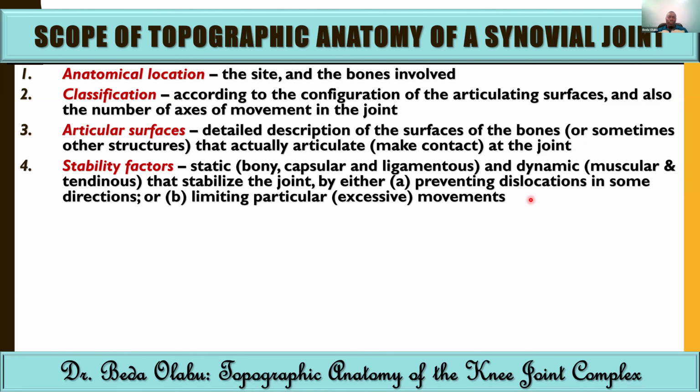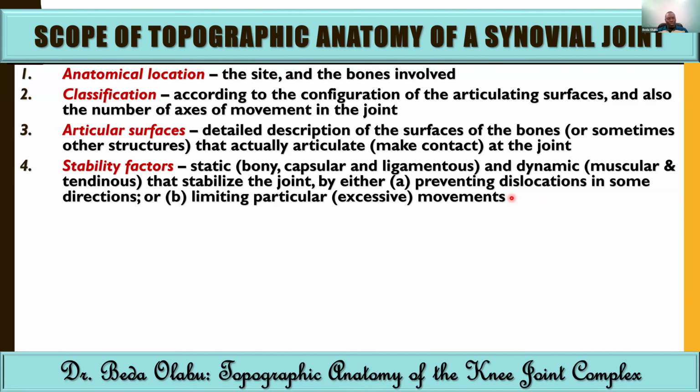Then an important aspect is the stability factors. What parameters in this joint prevent it from dislocating or prevent it from performing some excess movement that is not required or unnecessary? We generally classify stability factors into static and dynamic, where the static ones would be anything to do with bone configuration. Is it an issue of the capsule modification, or is it some specific ligaments within this particular joint? Those are static, they do not change.